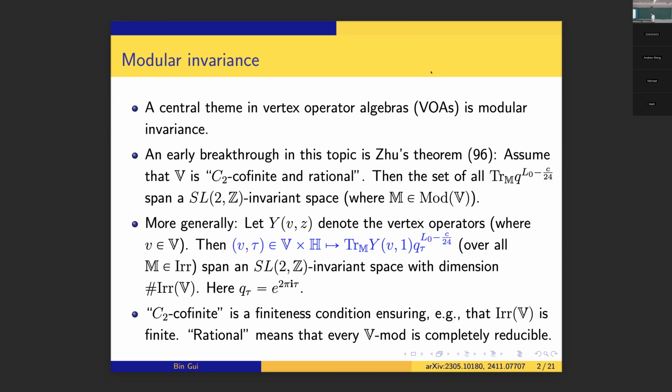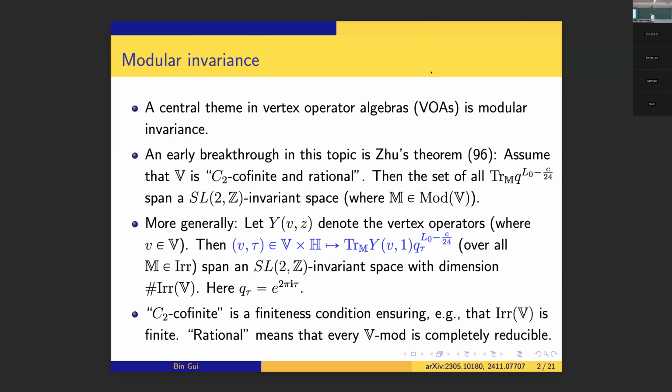But more generally, what Zhu really proved is not just about these kinds of functions. You should take care of not only these functions of q, but also linear functionals on V. Here V is a vector space as a VOA. So you should really care about the function from V times H, where H is the upper half plane of the complex plane, to the trace, defined by the trace of the vertex operator of v times q_tau to the power L0 minus c over 24, where q_tau is defined by e to the power 2 pi i times tau. This spans a kind of vector space which is modular invariant.